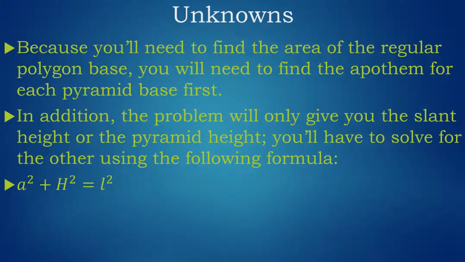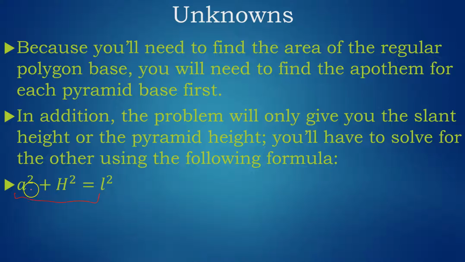Now, the unknowns, for most of them you have to find the apothem. Actually, for every single shape you have to find the apothem, because I'm only going to give you the slant height or the pyramid height, either H or L. I'm not going to give you both. So you're going to have to use this formula right here to solve for H or solve for L. So notice how the apothem is needed in this formula, so we need to find it every single time.